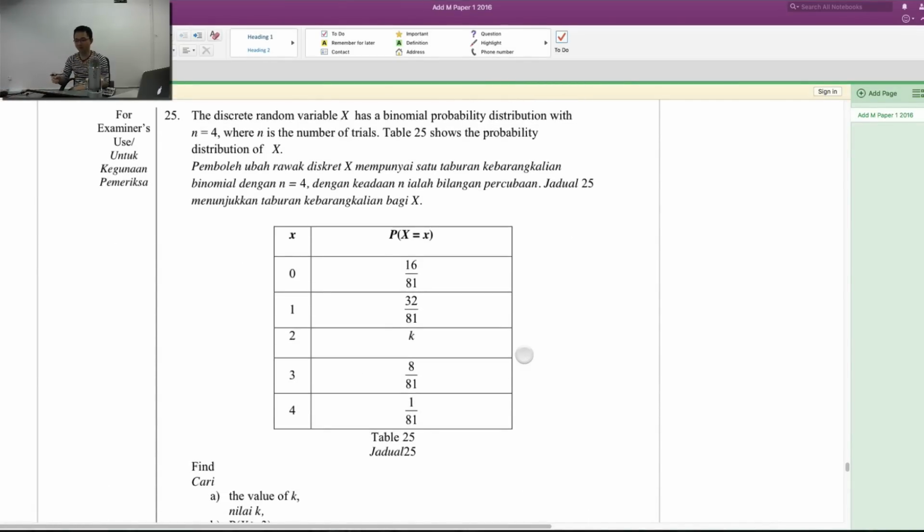The discrete random variable x has the binomial probability distribution with n equals 4. So you can see n from 0 to 4, where n is the number of tries. So we try 4 times. First one means it tries 0 times. Maximum try 4 times.